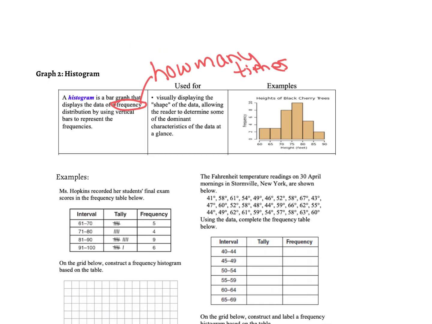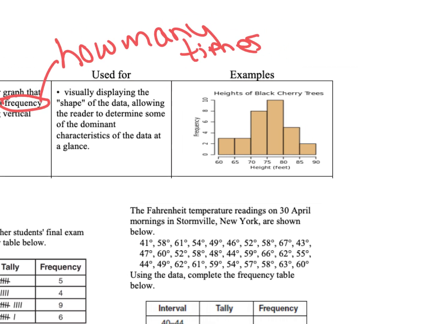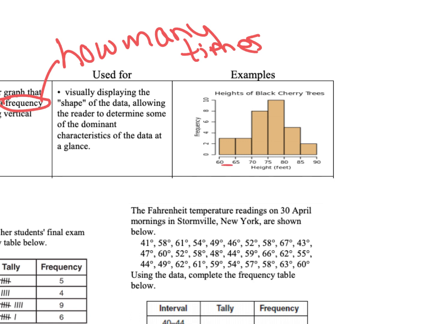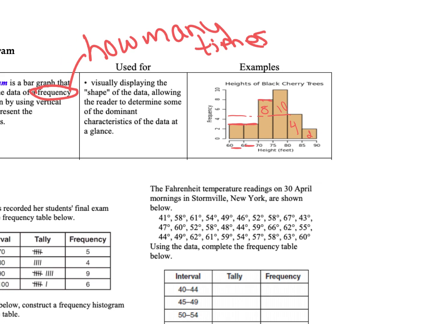If you notice what you have down here, these are going to be our ranges. Like this goes from 60 to 65, and that says that there are 3 trees, heights of black cherry trees, that have a height between 60 and 65. There are 3 between 65 and 70. There are 8, and then there are 10. And then it looks like a 4 and 2. So it tells us here's the range, and then this tells us how often it actually happens.